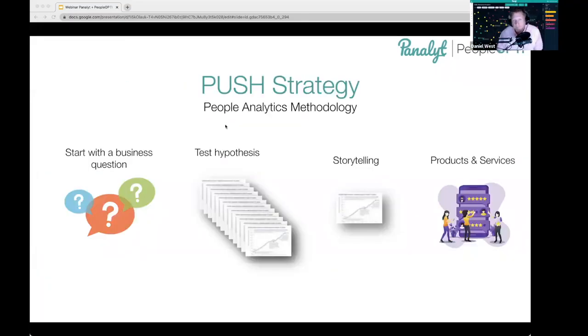this is a very high level explanation of how you can structure a push methodology, where you can start with a business question, then you're going to test the hypotheses related to that business question. Then you're going to build a storytelling based on those critical hypotheses that have the strongest relationship to the business question. And then you're going to create or transform your processes, products or services that you're providing within your company.